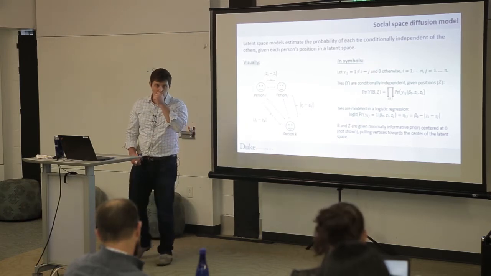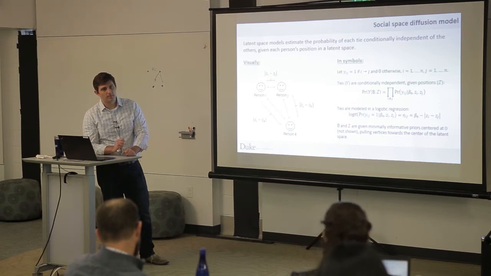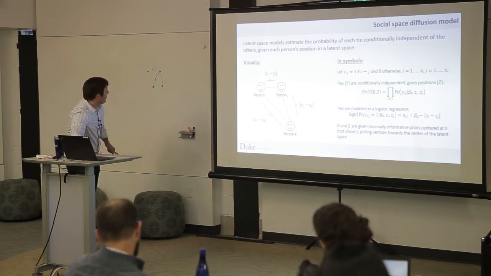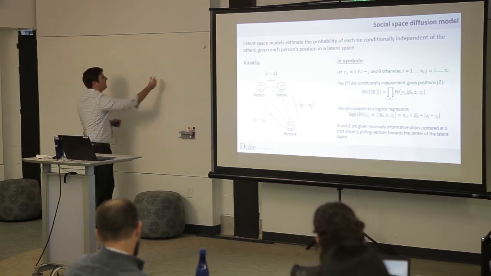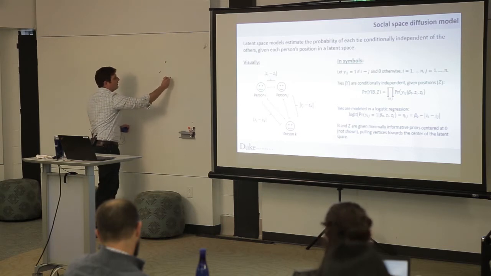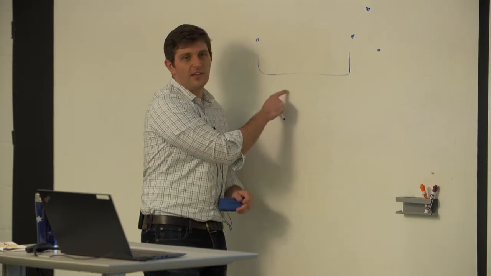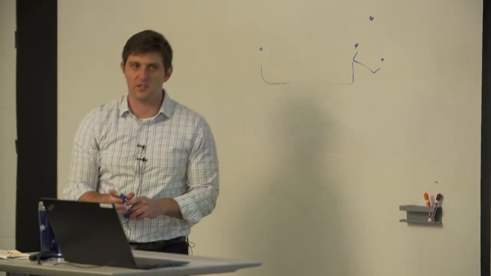the probabilities of a tie are independent from each other. You can include personal characteristics, but basically you're arranging people. Imagine you have some space, and you've got some people here, and a person out here. You would say that this tie is unlikely because these two people are far apart, and this tie is likely because these two people are close together.